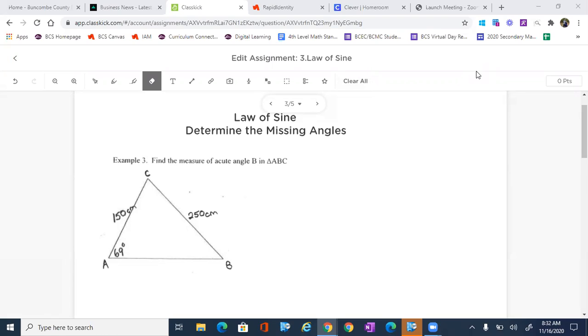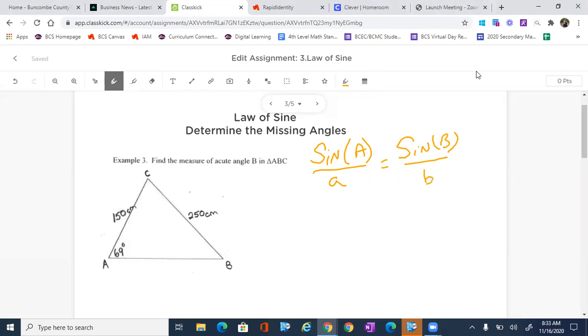The first thing we do is identify if it's a right triangle or not. In this case, we can look at it's a 69-degree angle, but there's no indication that there's a 90-degree angle in there. Now when we use the law of sine, we know that it is the sine of A over its side and the sine of another angle B over its side. And then we can say, well, that's also the sine of C over its side.